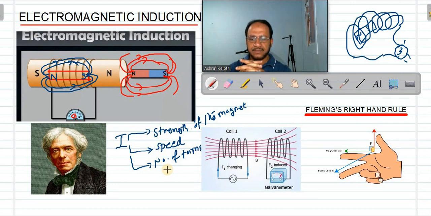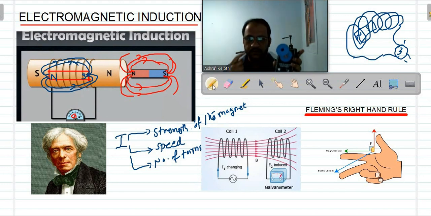So if both are moved. If both are moving, there will be no change in magnetic field. I will show you that experiment. Any one should be moved. There should be a relative motion between the magnet and the coil. One second, I want to switch off the light in front of me. Now, all of you see this one?